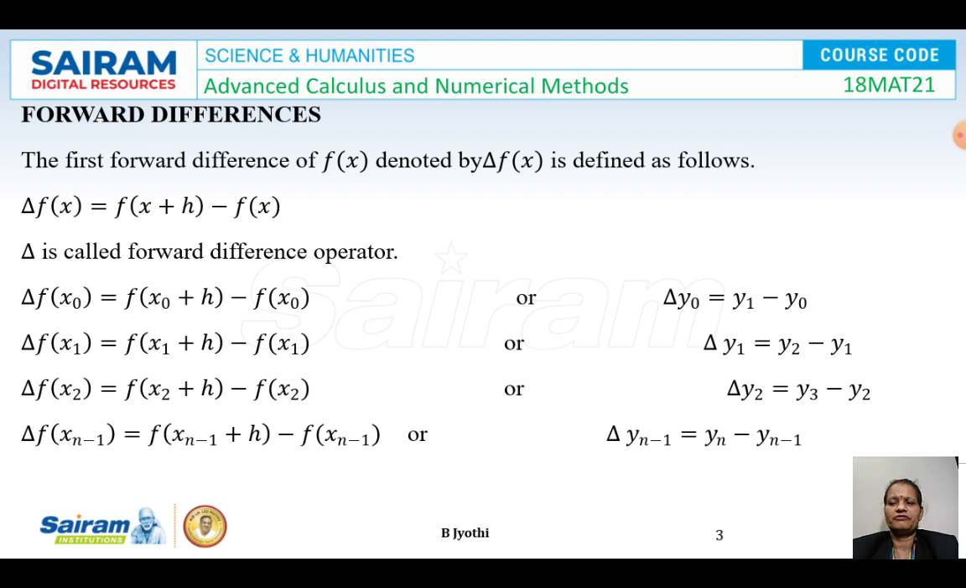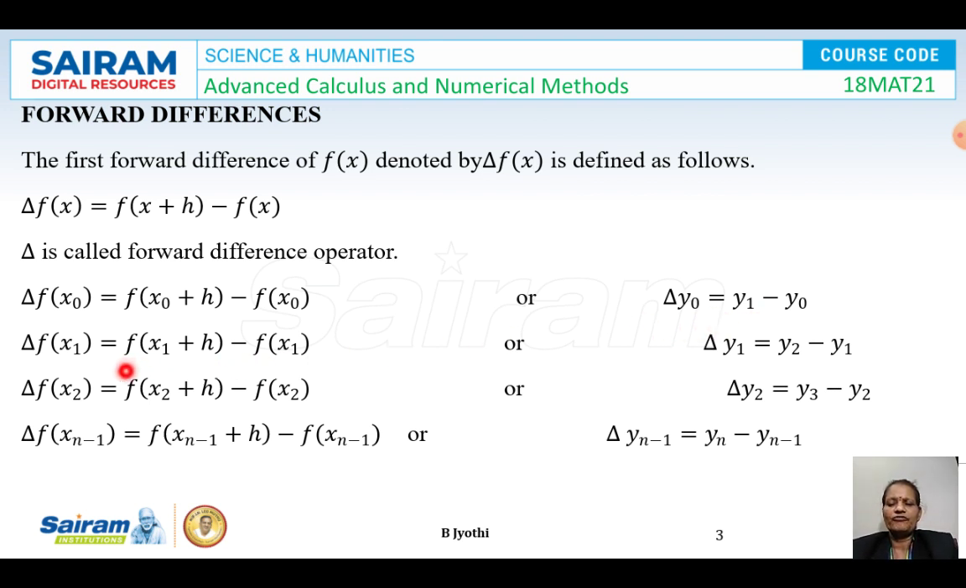The forward differences. The first forward difference of f of x, denoted by del of f of x, is defined as follows. Del of f of x is given by f of x plus h minus f of x, where del is the forward difference operator. So, the first difference, that is del of f of x0, is given by f of x0 plus h minus f of x0, or del of y0 is y1 minus y0.